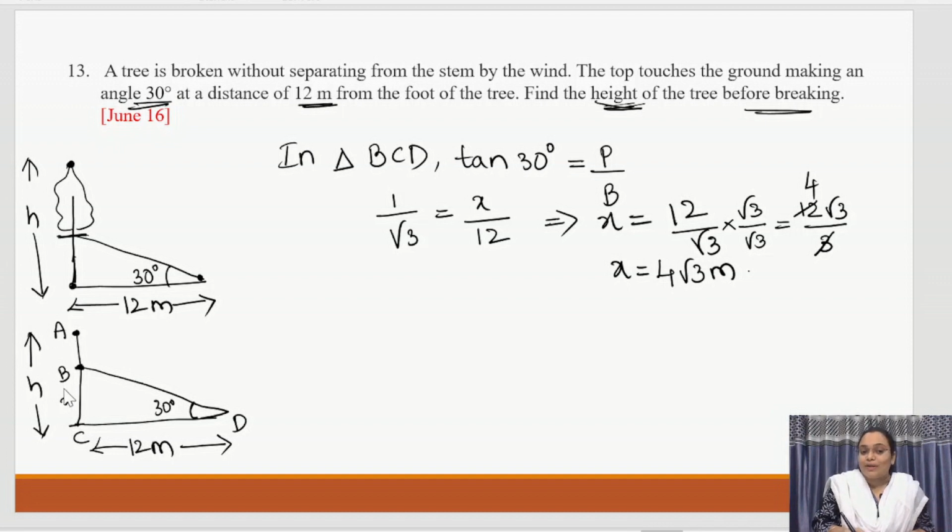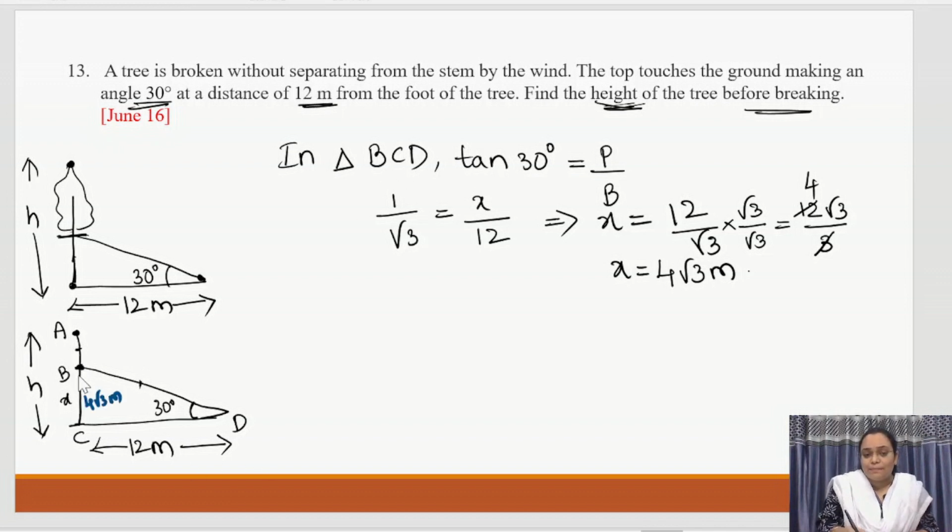Right? This is the total height of a tree. We know BC. We need to find AB. So this part, the AB part, see in this figure, has been broken and it is touching the ground. So this height will be equal to this height.